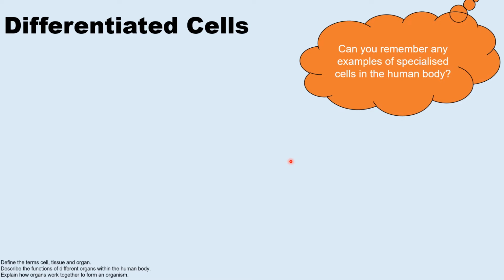Let's move on to differentiated cells now. Can you remember any examples of specialized cells in the human body from previous lessons, either this year or in previous years? You would have learnt this in biology modules in year 9, 8 and 7 at differing ability levels, but see if you can remember any examples of specialised cells in the human body, and then we'll go through some examples in a moment.